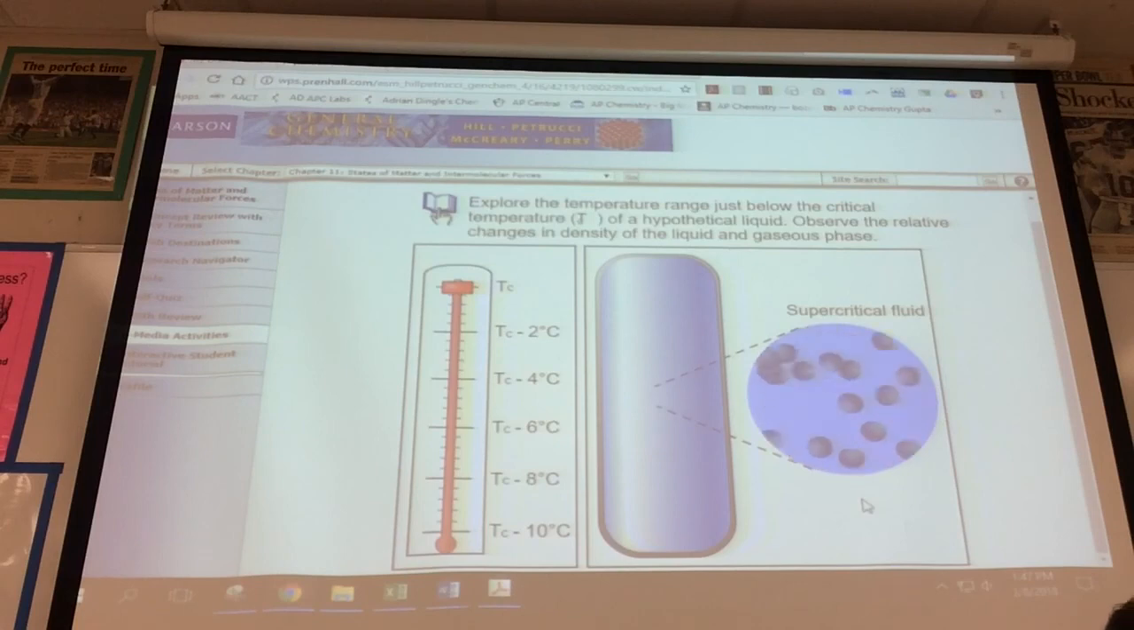That's how they make ice cream. Yeah, liquid nitrogen, they put it on there. Supercritical carbon dioxide can be used instead of perchloroethylene for dry cleaning.